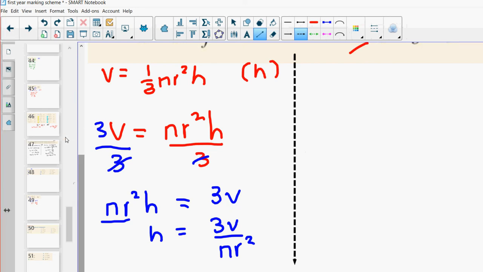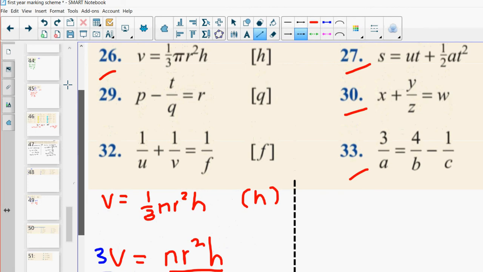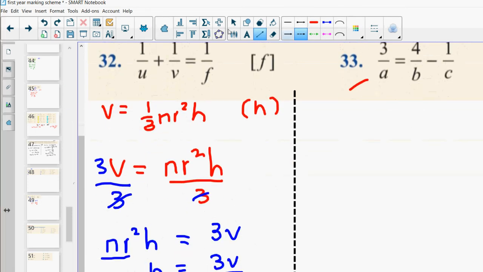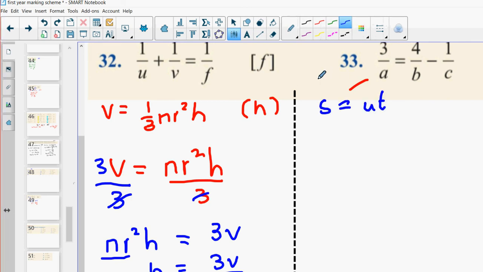Now we're looking at number 27. s equals ut plus a half at squared, isolate a. So this is an applied maths formula for distance. Okay. We're looking for a, are we? Yeah. This basically means the distance traveled equals your initial speed times the time taken you're traveling, plus half the acceleration times the time squared will tell you how far you actually traveled. Okay? Provided you're accelerating at the same rate.